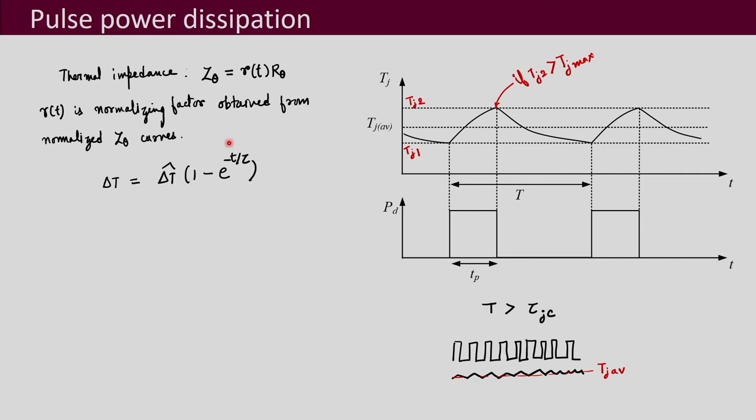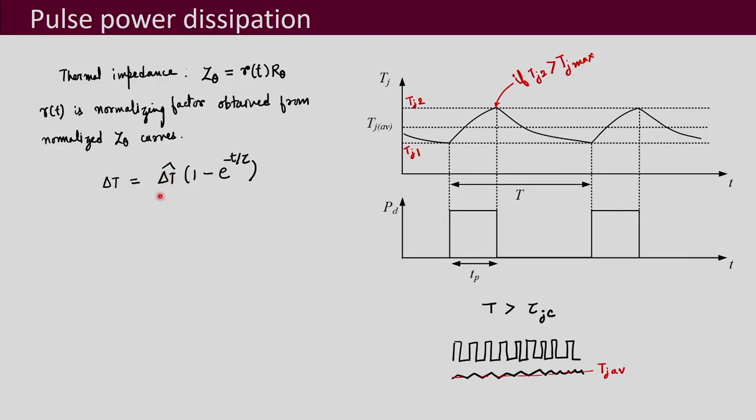And eventually, if the power dissipation is maintained, it has to reach the steady state. But if the state changes, then again we have to apply this equation and see how much the temperature is. Now this delta T hat is given by PD into R theta.